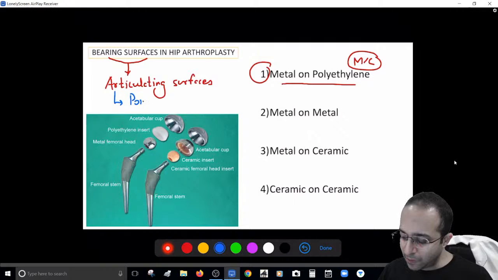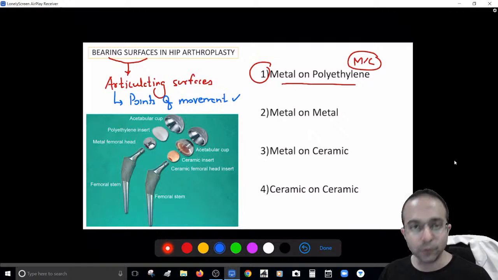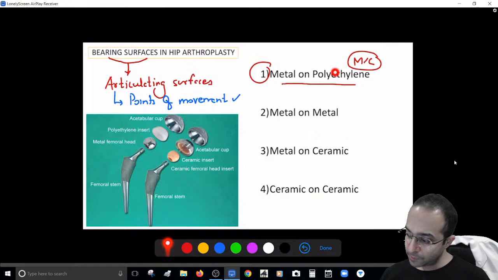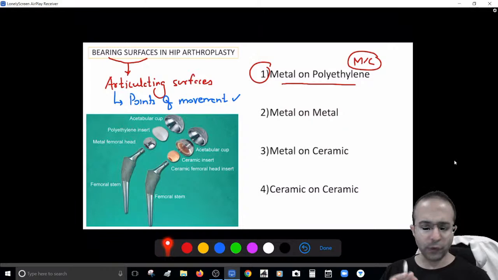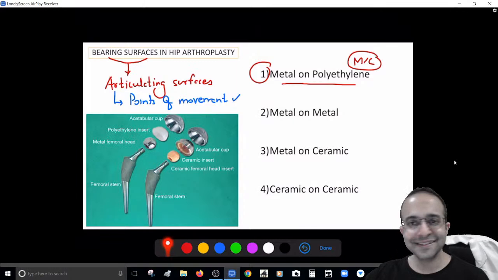These are basically the points of movement, in a simple way, as I would tell you. So as I told you, you could have a polyethylene liner and a metal head. This is the standard. But you can also choose other articulations. Like if you look here, there is a ceramic head and this is a ceramic liner. So ceramic on ceramic. And then you can also have metal on ceramic, metal on metal. This could be only metal. Possible. So are you clear with the choices we have with us?